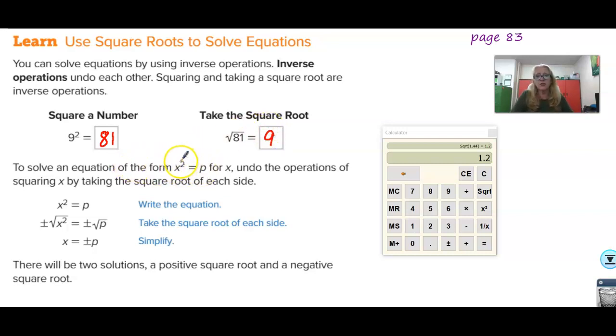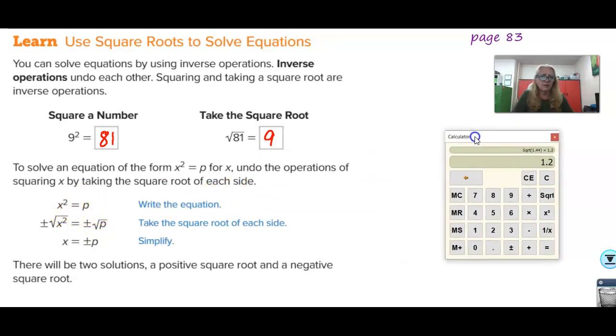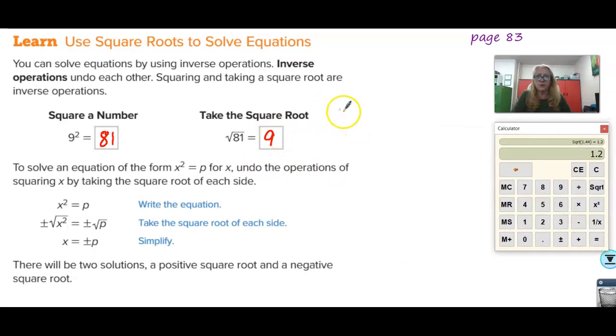To solve an equation in the form of x to the second power equals p for x, undo the operation of squaring x by taking the square root of each side. So if you had it, and I hate that they use all letters in here, this would make so much more sense to you if it had numbers. Let me redo the example with numbers instead.